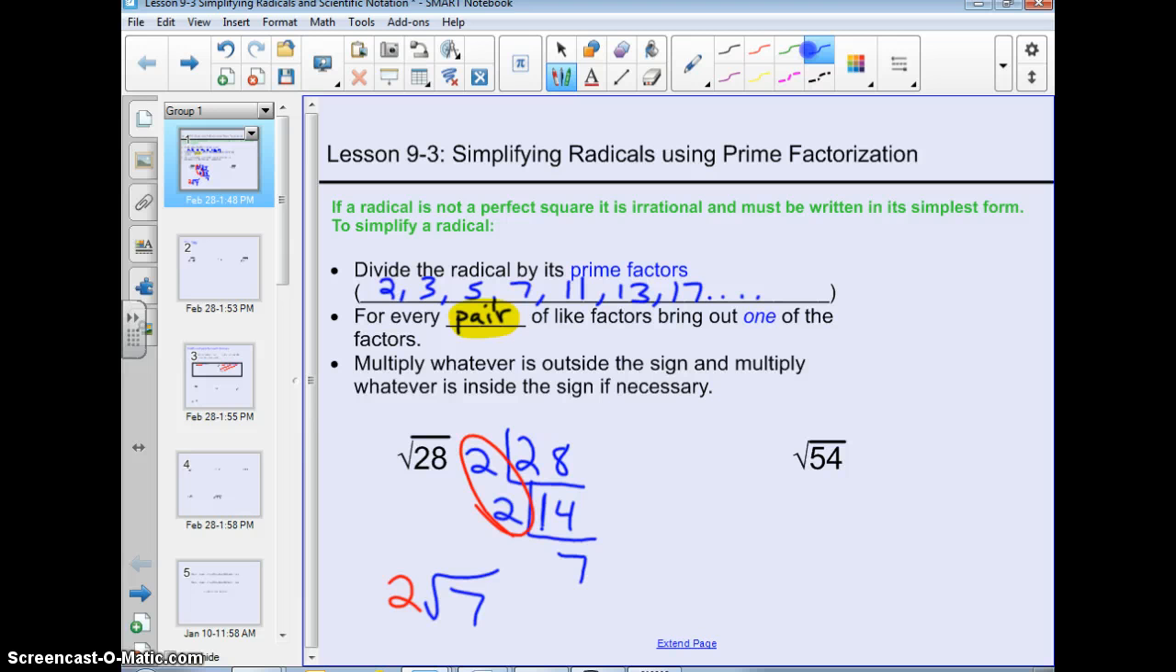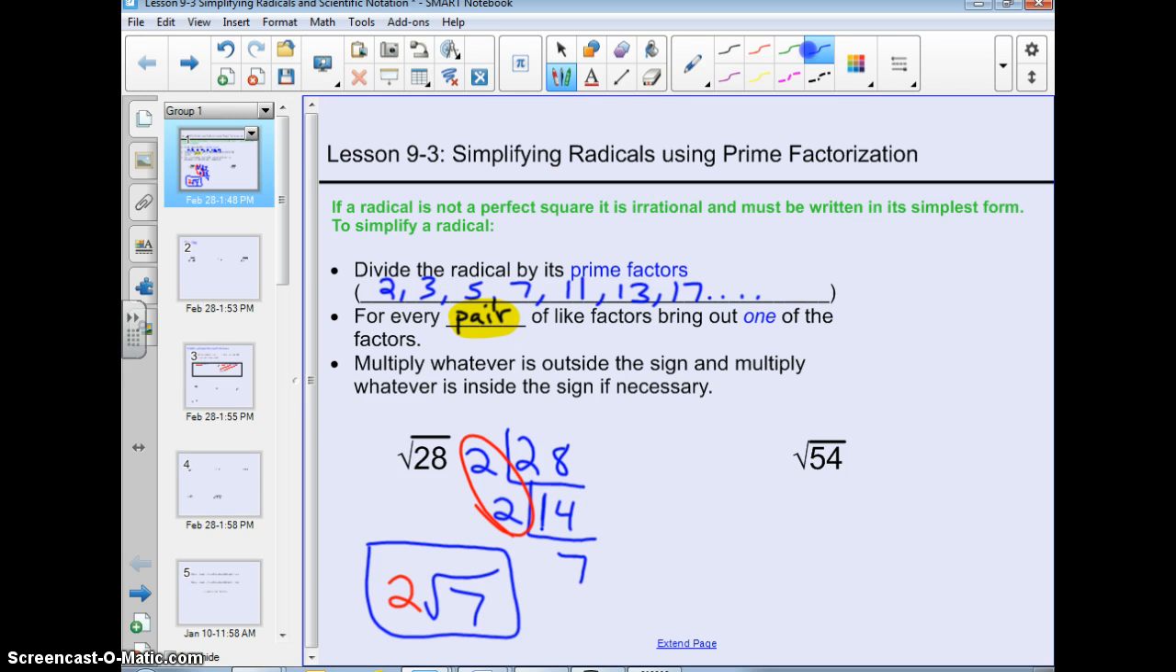One of the other math teachers told me before that couples go out, singles stay home. So the 2's are a couple. They're going to go out on a Friday night. 7 is a single. He's going to stay home alone.